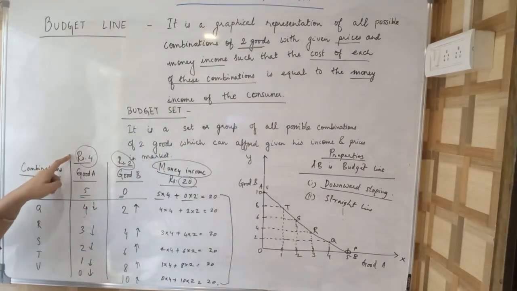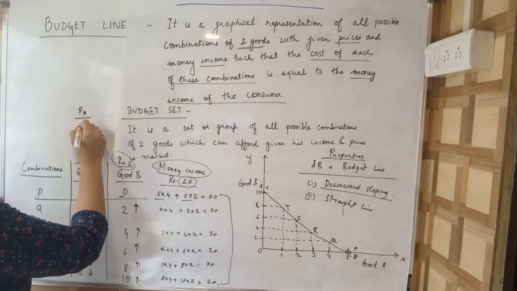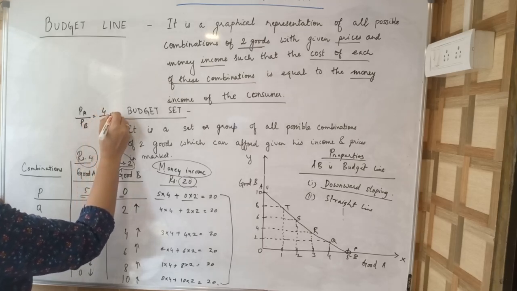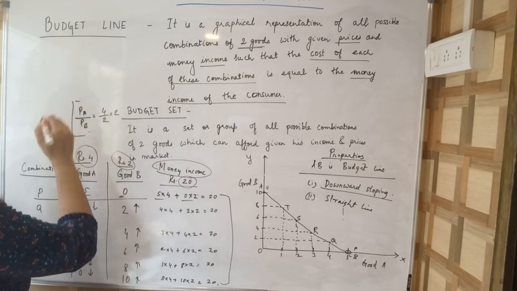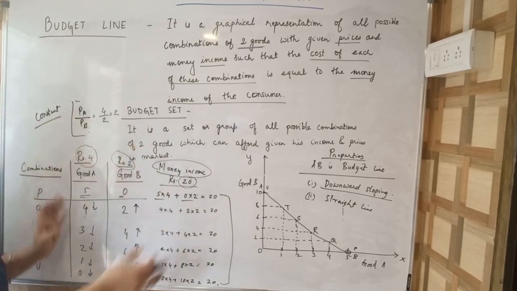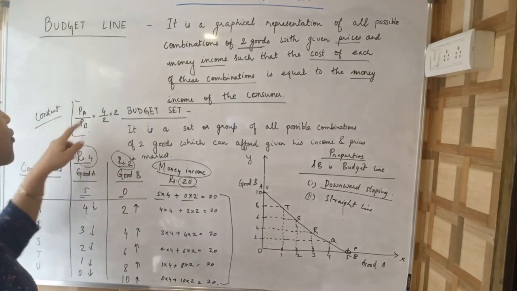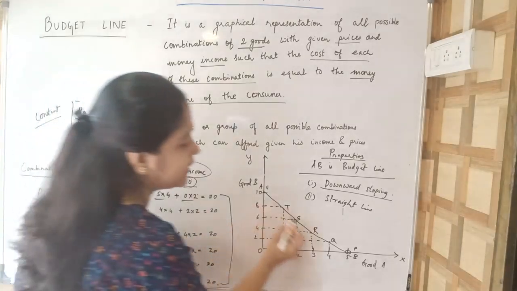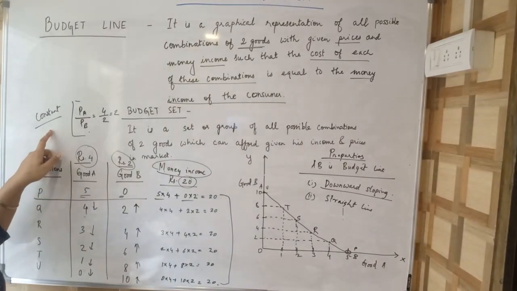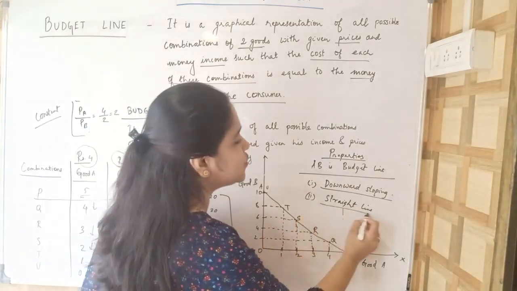Now the price of good A. What is the price of good A versus the price of good B? This is 4/2, so this is 2. So this price ratio remains constant all throughout the budget line. Yes, the prices of goods remain constant. That is why the budget line is a straight line, because of the constant price ratio between good A and good B. So it is a straight line.